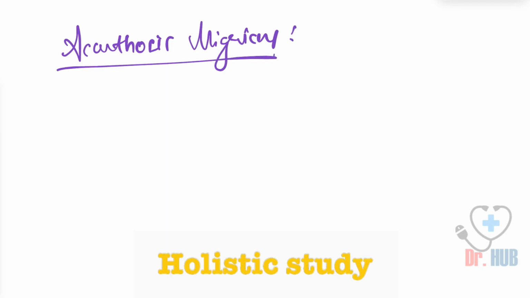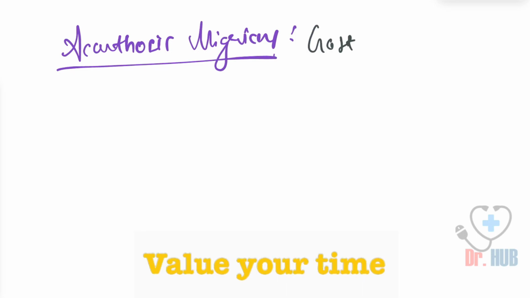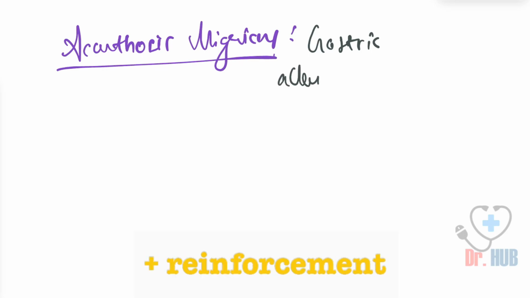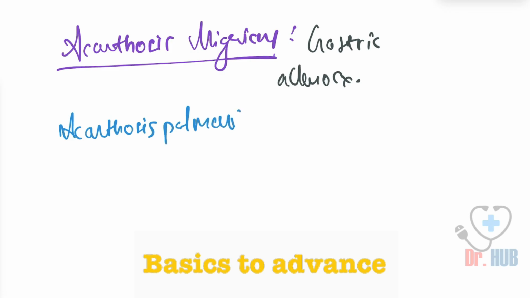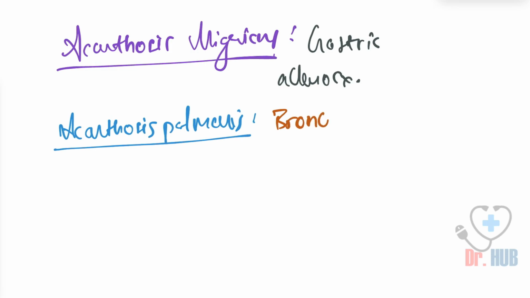To begin with, we'll look at firstly acanthosis nigricans. In case of acanthosis nigricans, this is most commonly found in gastric adenocarcinoma. Next, we look at acanthosis palmaris. Where is acanthosis palmaris present? It is present in case of bronchial carcinoma.